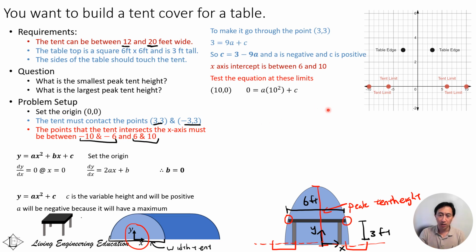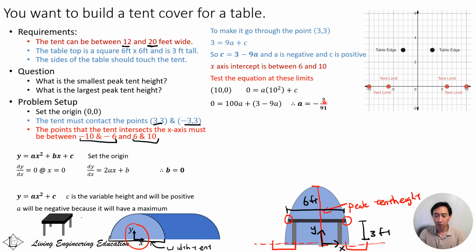So the first one we're going to look at is the limits at negative and positive 10. So I'm going to use 10, 0 as my point. If I plug that in to y equals ax squared plus c, I get y is equal to 0 is equal to a10 squared plus c. So 0 is equal to 100a plus c, which we defined earlier in relation to a, so 3 minus 9a. So I plug that in here. So we solve for it, then we can see that a is equal to negative 3 over 91.